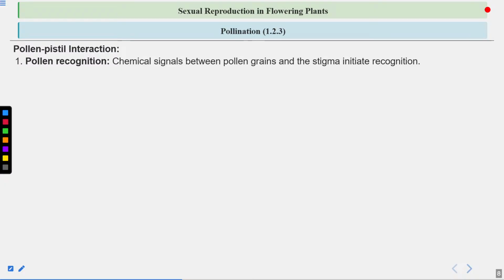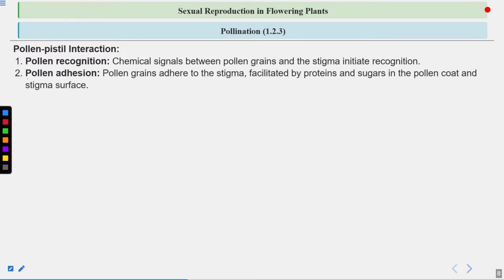So first we will understand what are the different things that happen in this particular topic, pollen pistil interaction. What are the different things that happen? First of all, the thing that happens is pollen recognition. The chemical signals between the pollen grain and the stigma initiate recognition. Okay, there is a chemical signal, meaning there is a release of chemicals, and the pollen grains and the stigma begin to recognize each other.